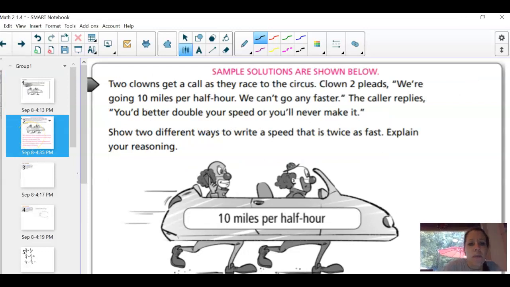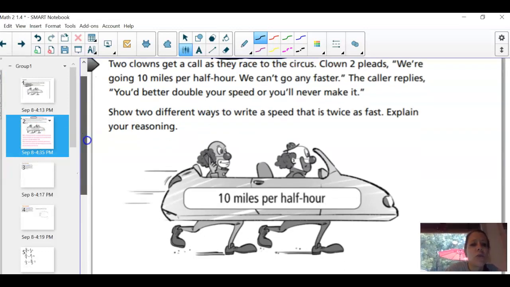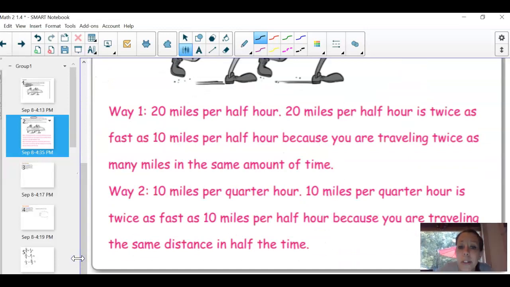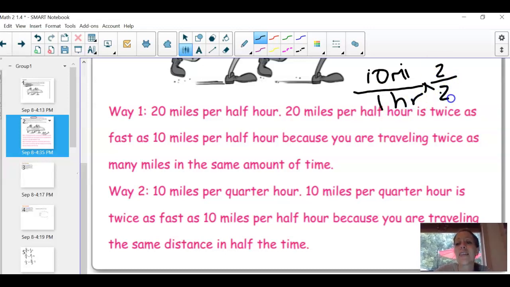When we look at the sample, keep in mind it says sample solutions, because there are lots of different ways that you could solve this. One way would be simply to say, if they went 10 miles per hour and it's twice as fast, it could be 20 miles per half hour, which is probably the first one you came up with. Because if I'm going 10 miles per hour, and I want to go twice as fast, that'd be 2 over 1, so I'm going 20 miles per half hour. I still want to keep that half hour.